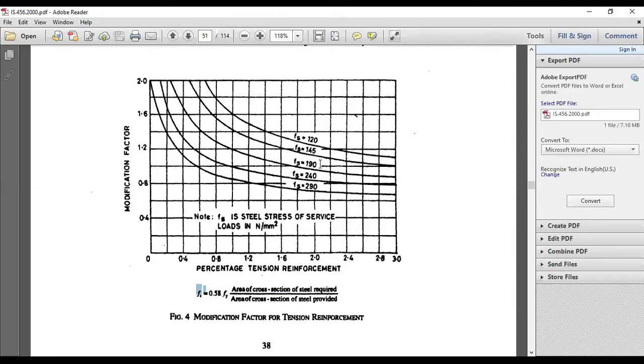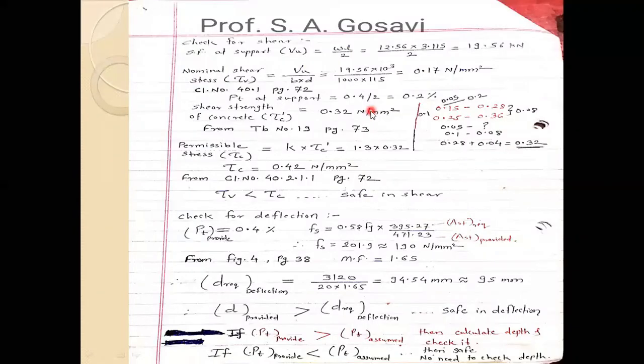Suppose I got the value 187.5. Here there is no value of 187.5, so you should see the nearest value. Nearest to 187 is 190. Now for that we will go to the IS code, so I will open the IS code.